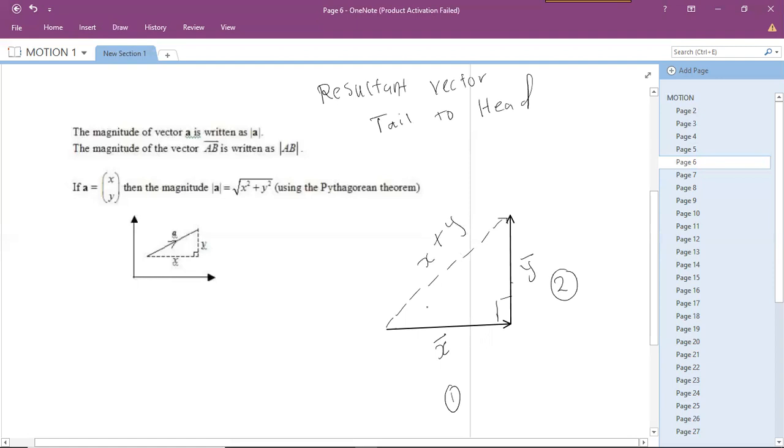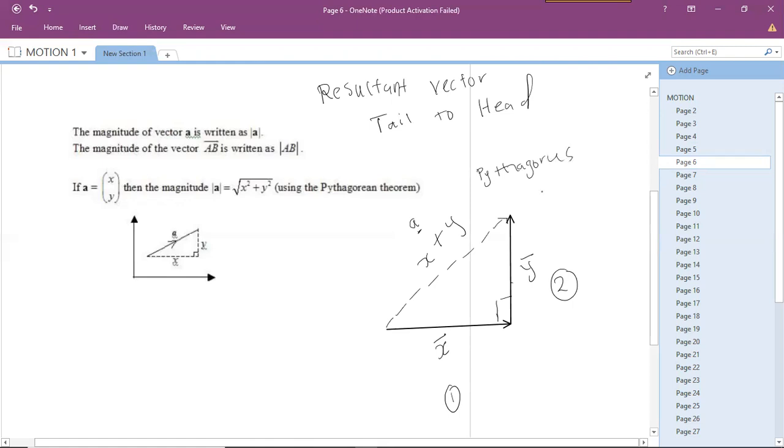Are we following? So this is the resultant vector. If we add x plus y, the resultant vector will be x plus y. This will be the resultant vector there. So let's give this resultant vector a name. Here in the diagram, they denoted it as A. So how can we find the resultant vector A? We have to use the Pythagoras theorem.